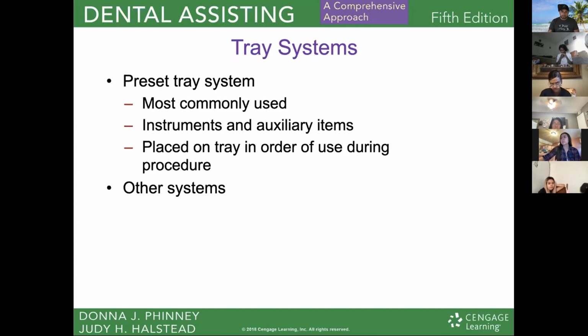There are other systems like cassettes that can be used. Cassettes are nice because they can go directly into the ultrasonic bath, and then from there be rinsed and put directly inside of the autoclave. So whatever type of tray system you use, they're all used to transport instruments into the treatment rooms, through the sterilization process, and into storage. It also keeps the instruments for each procedure together at all times.